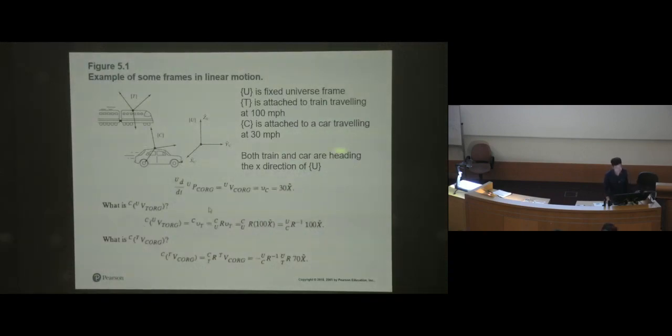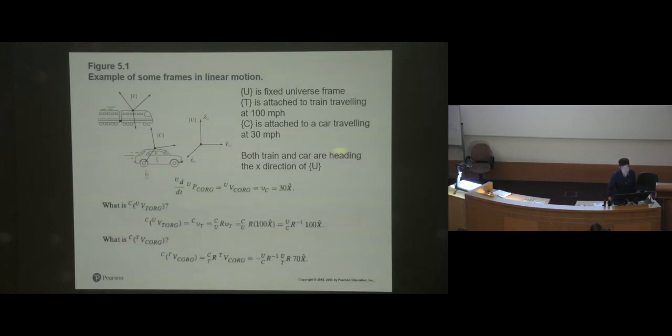The position of the C origin, if you do the differentiation, you'll be able to find the velocity of the C origin. It's given here that the car is moving at 30 miles per hour. So U V C origin, the velocity of the car, is equal to 30 x hat. The x hat gives you the direction, and the 30 is your 30 miles per hour.